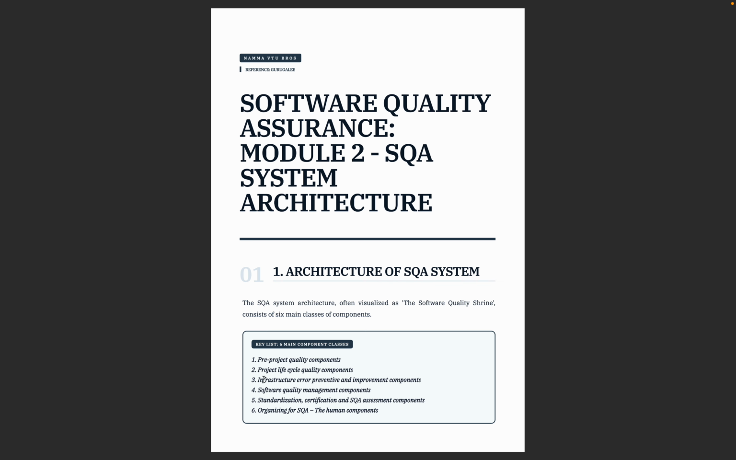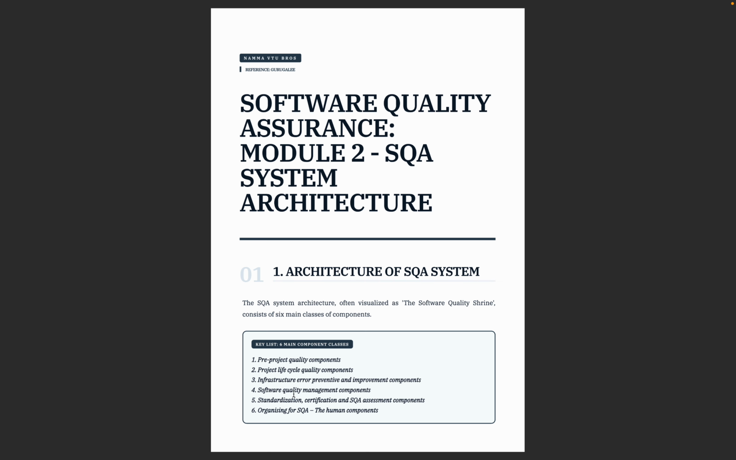Coming to the third, this is infrastructure error preventive and improvement components. This is the smart part. Instead of fixing mistakes later, we prevent mistakes in this class, now, using some procedures, training, templates.